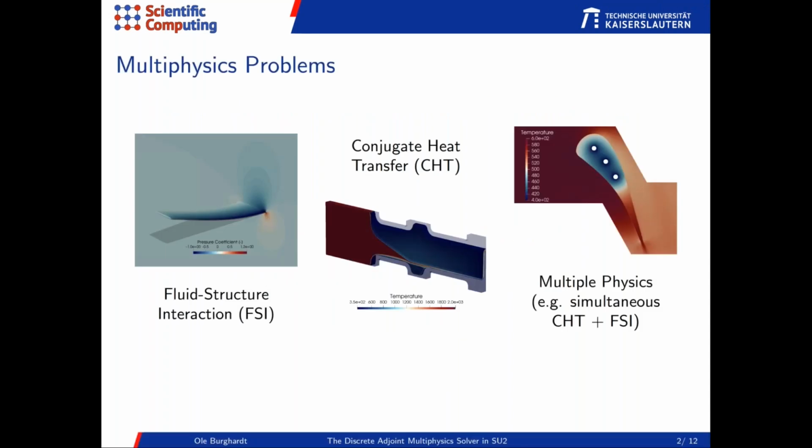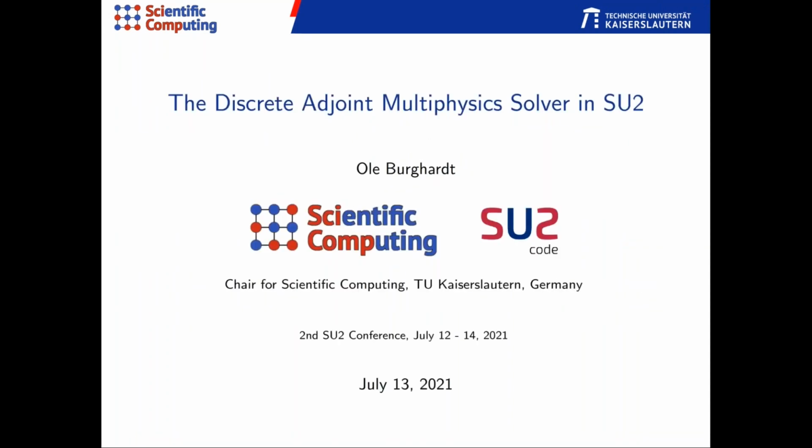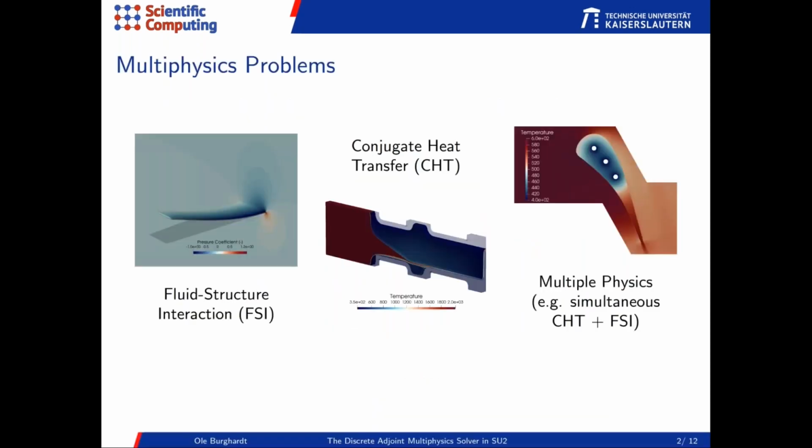All right. Okay. So, hello everyone, and welcome to this short introduction to the native discrete adjoint multiphysics solver in SU2. To start off, let's first have a look at some standard multiphysics problems. What SU2 natively supports is, for example, fluid structure interaction, where some elastic solid like an airfoil deforms under aerodynamic forces, or conjugate heat transfer, where heat is transferred from or into a heat conducting solid to some other physical domain like a fluid flow.